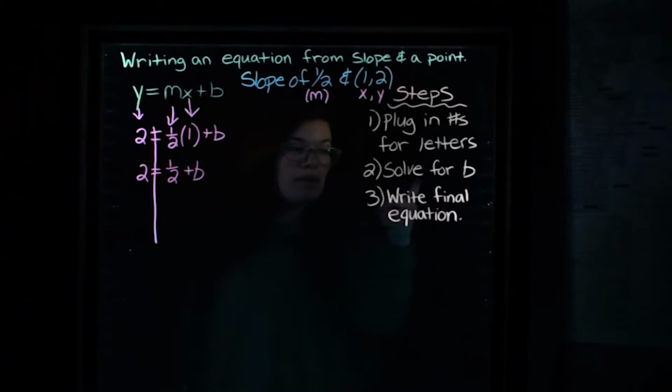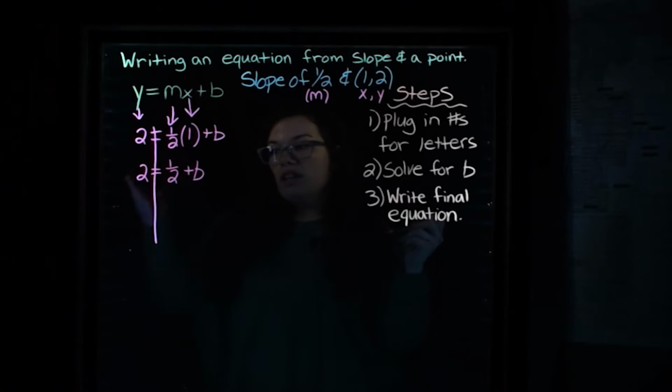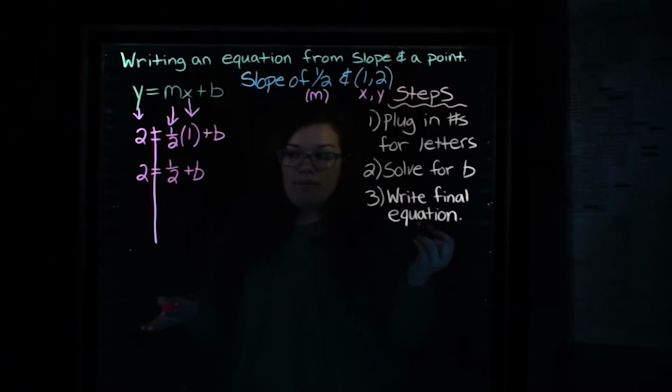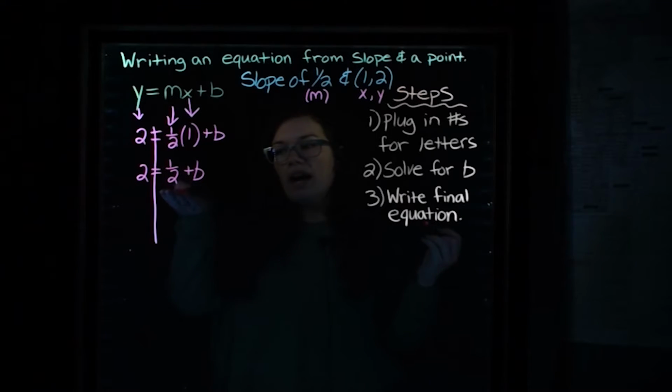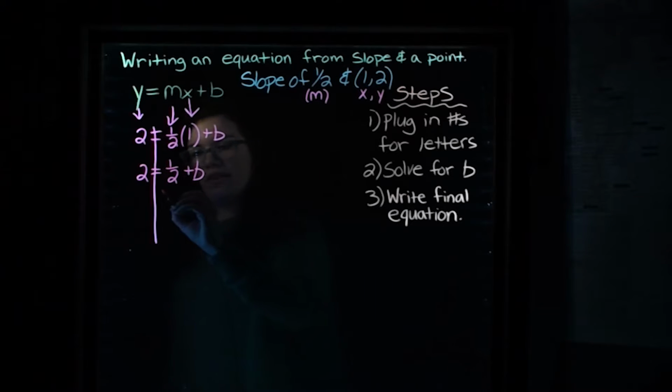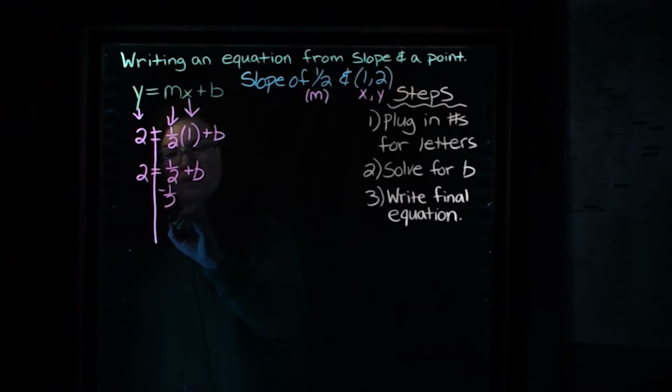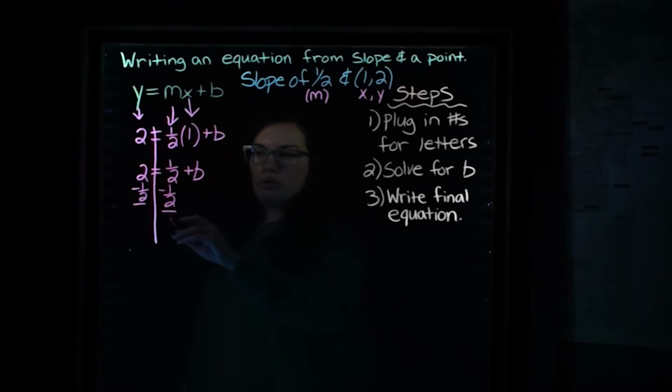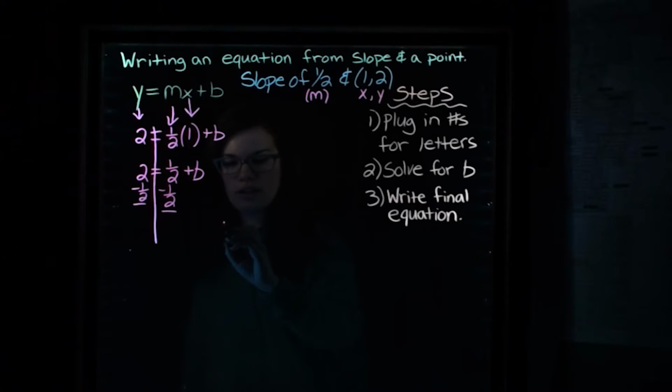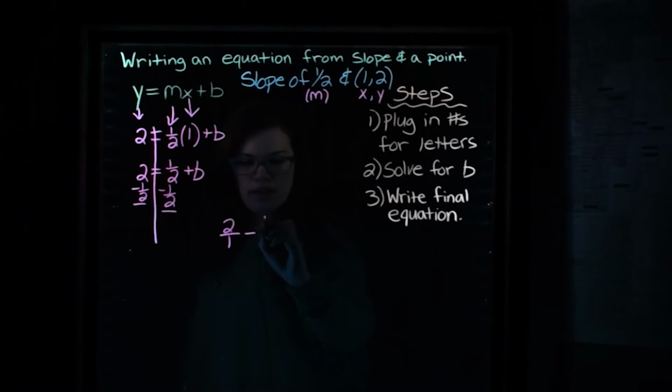Now again, I want that b alone. To make anything move to the other side, we have to do the opposite. So the opposite of a positive half is a negative half. Now you might be getting more complicated fractions, so let's go ahead and remind ourselves how to subtract with fractions. I'm going to change that whole number to a fraction, minus a half.